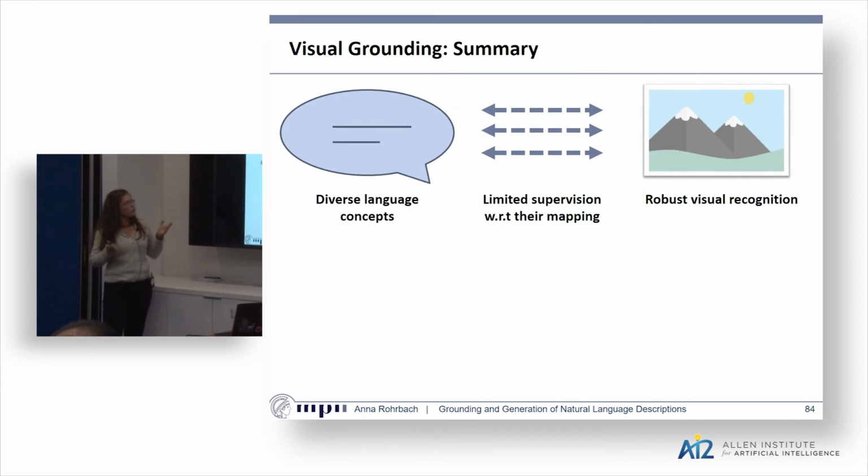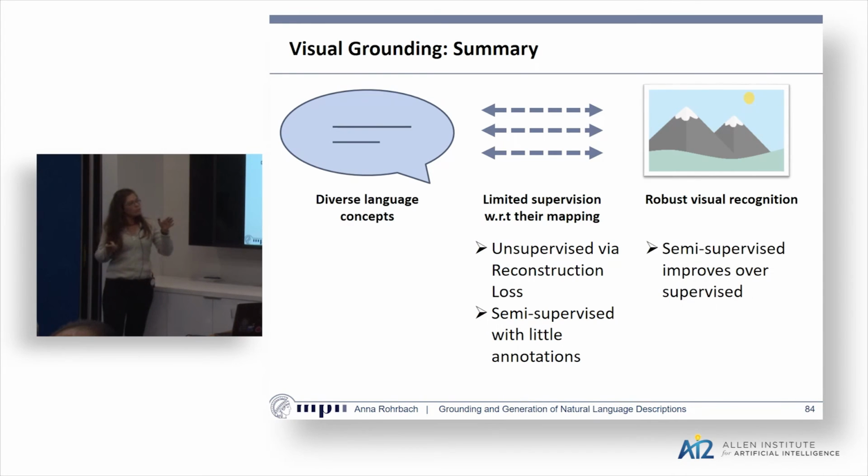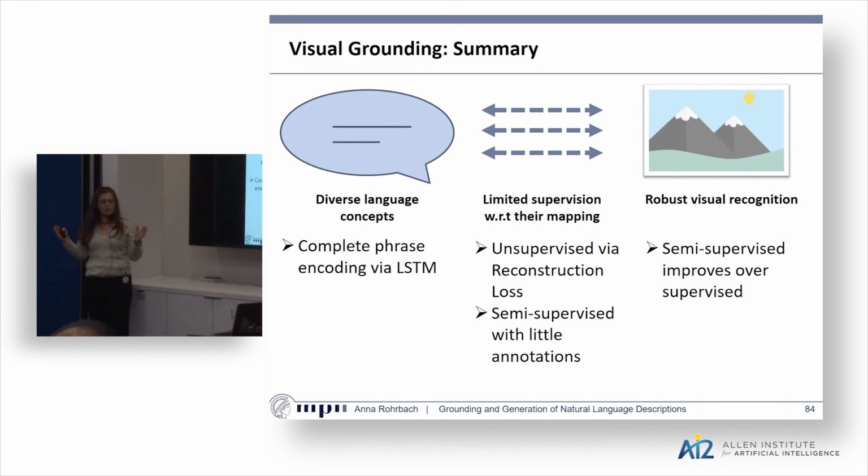So to sum up this part, to address the challenges present in this task, we are proposing the unsupervised approach with the reconstruction loss, and the semi-supervised approach, which can exploit little annotation. In terms of improvements on the visual recognition part, it's interesting to notice that the typical fully supervised pipeline can actually be improved with this additional reconstruction loss, which provides us more information about our objective. And to handle the language diversity, we encode the complete phrase with the LSTM as a single representation. So this sums up this part.